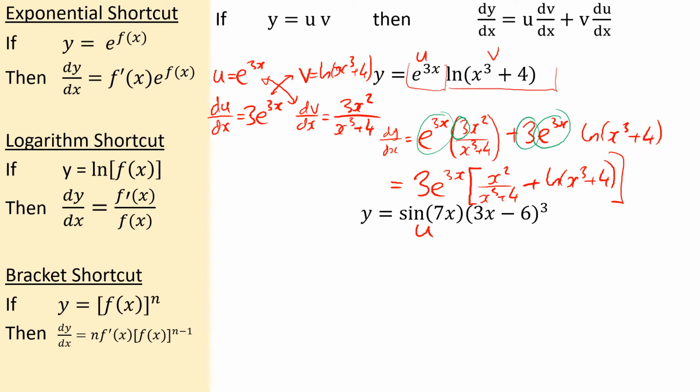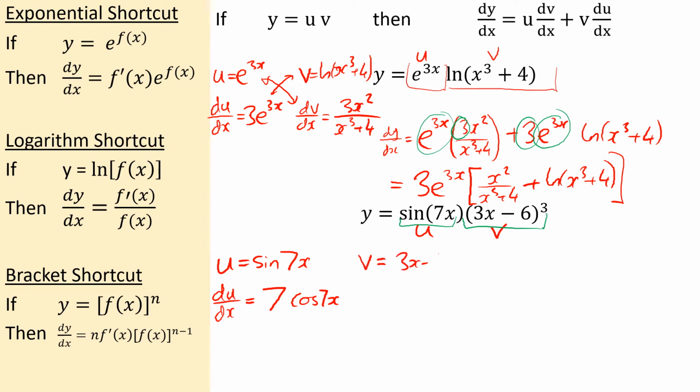So our u is sine 7x, our v is 3x minus 6 cubed. So we're going to have to use the chain rule again, but we're going to try and use the shortcuts. So we can say that u is sine of 7x, and du by dx there. With the trig functions, sine's going to go to cos, so we're going to have cos 7x, and then we're going to end up multiplying it by the differential of 7x, so it's just going to go to 7 cos 7x.